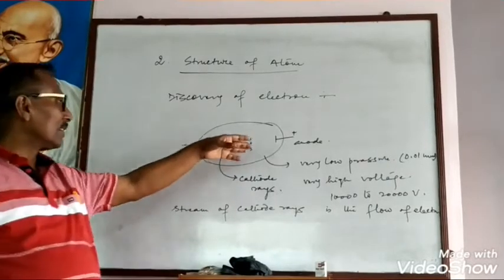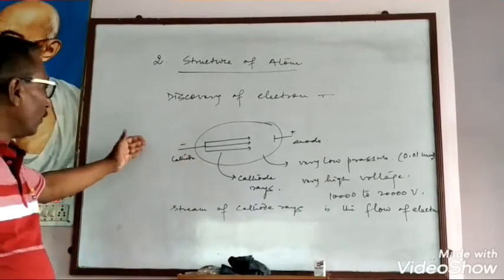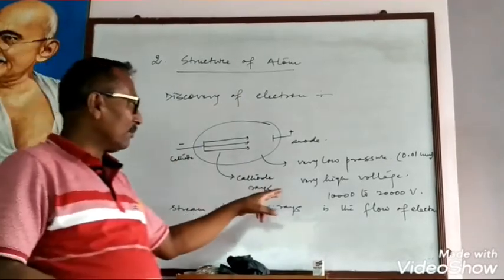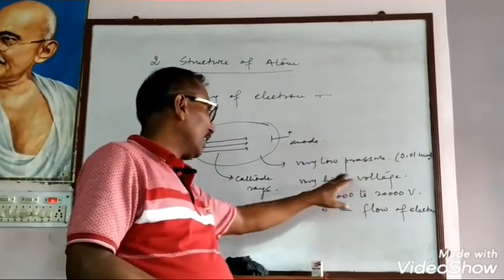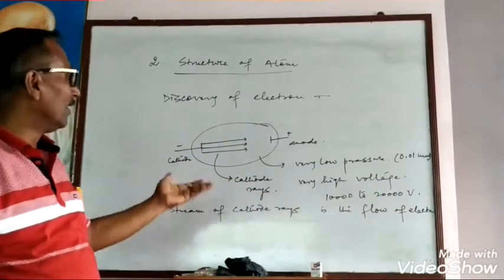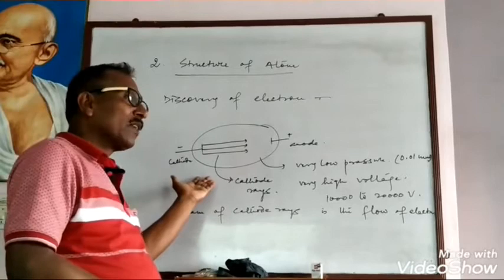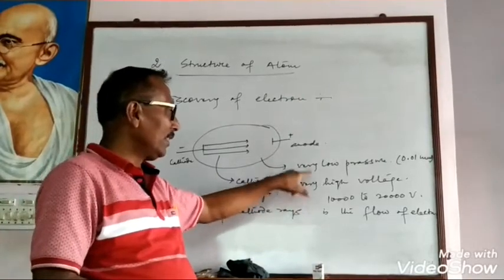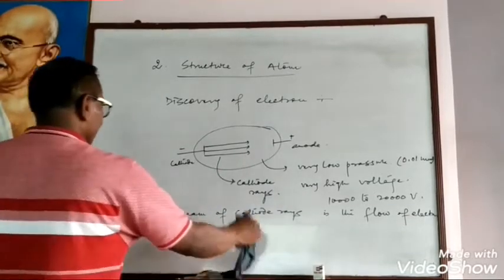So, electron was discovered through discharge tube experiment, where such type of arrangement is made. Only two things are very important. We have to maintain very low pressure and very high voltage, that is 10,000 to 20,000. Otherwise, the gas is a bad conductor in nature, so how can we pass electricity through it? It is impossible. So we must maintain these two conditions.